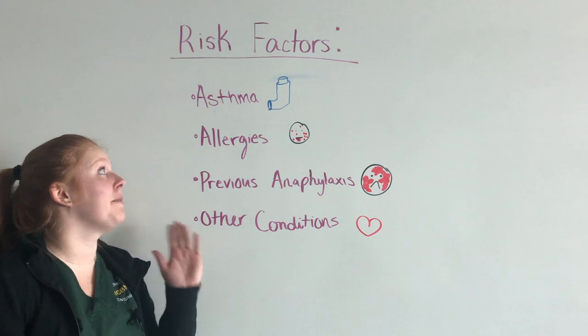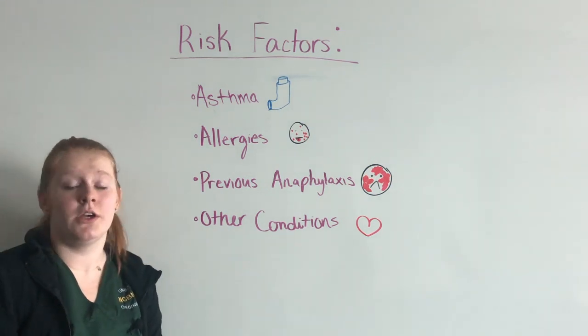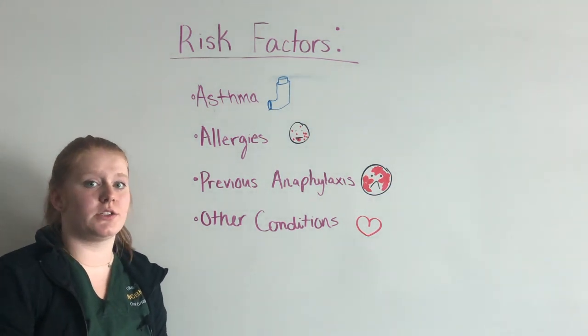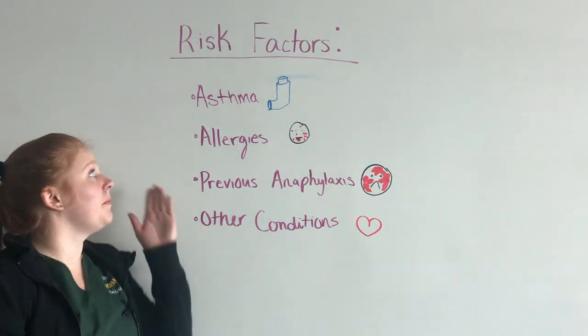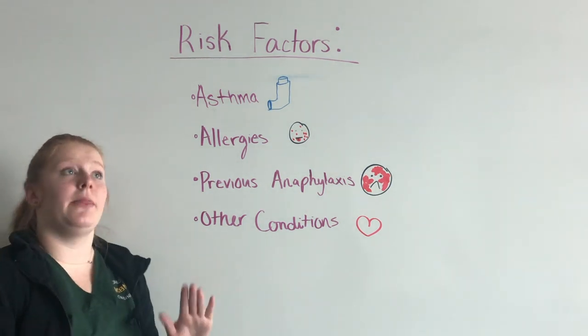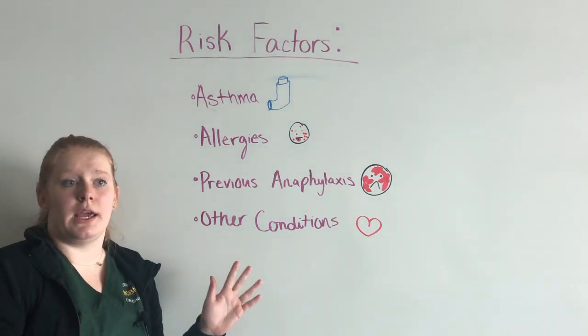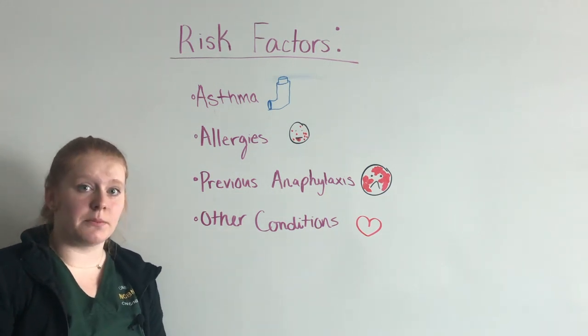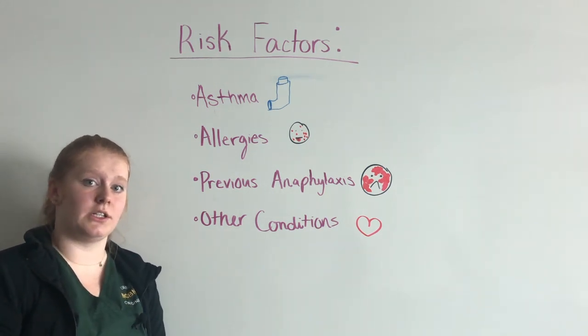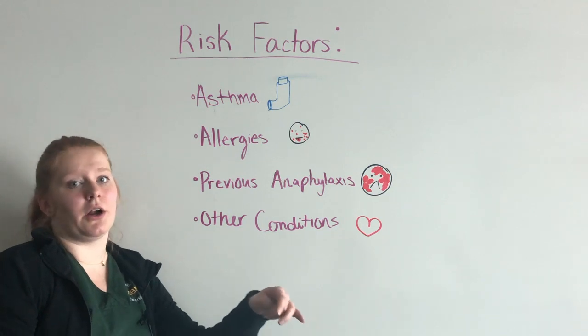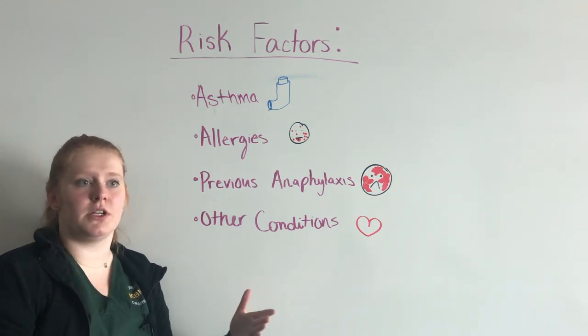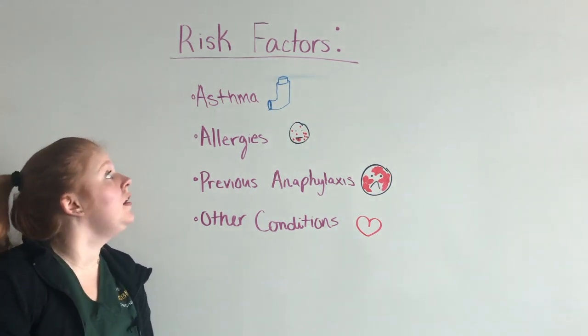Okay, so next I'm going to be talking about risk factors. There are lots of different risk factors for anaphylaxis, but the main one being asthma. Asthma does increase your risk, but if you actually get anaphylactic shock and have asthma, you're also at a higher risk for more damage because of your airway constricting.